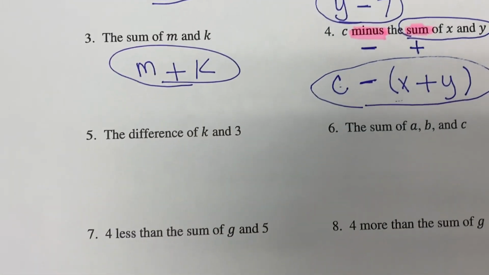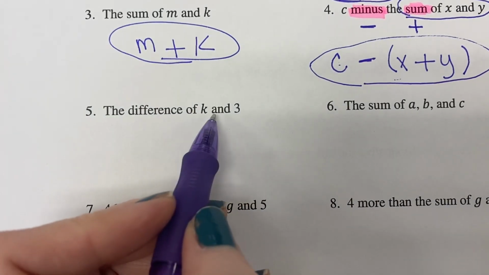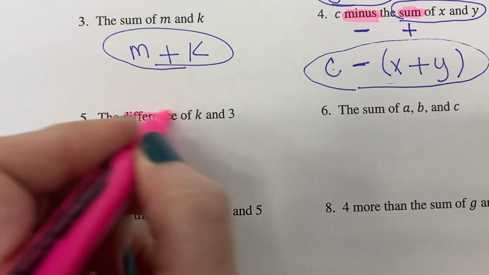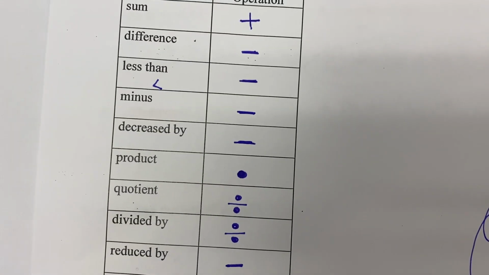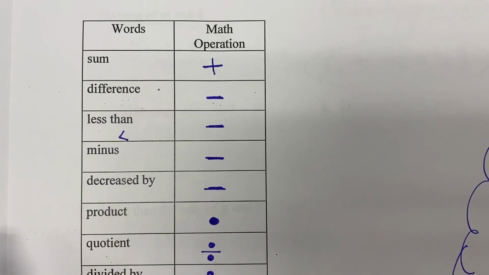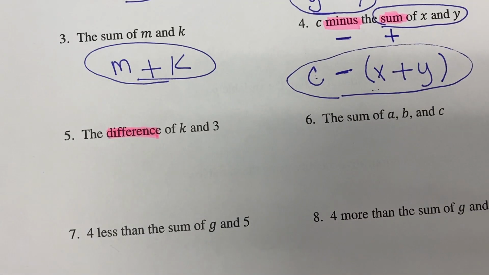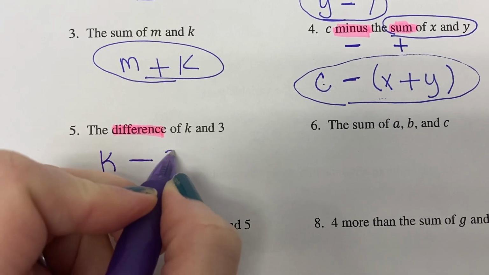Okay, let's go to number 5. The difference of k and 3. There we have the word difference. And if you look on your sheet, difference is minus. So the difference of k and 3.